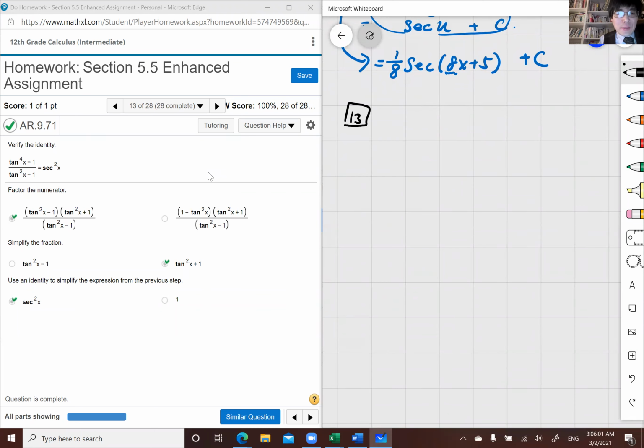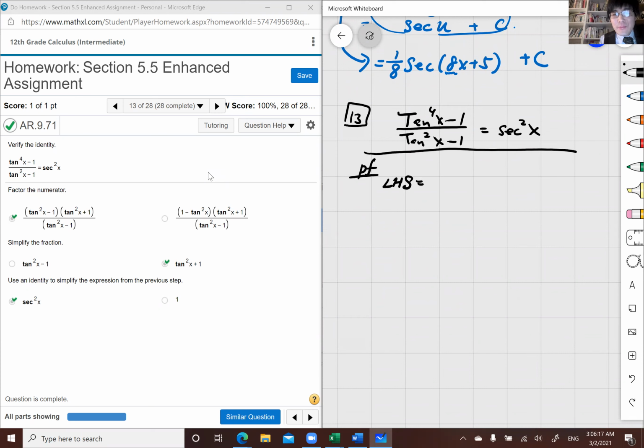This is a verify-the-identity problem. It's important. So we want to show that it's equal to this. So let's prove the identity. So here's the proof. Start from the left-hand side of the equation. On the left-hand side, you can see the numerator can be factored as a difference of squares. Using the formula a squared minus b squared equals a minus b times a plus b, you can factor it like this.